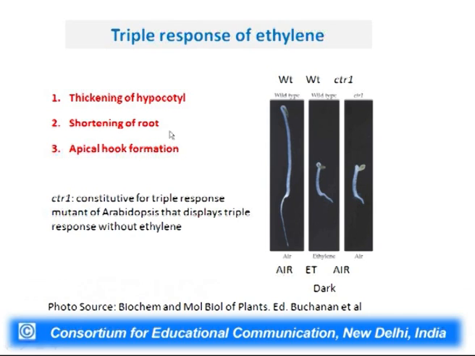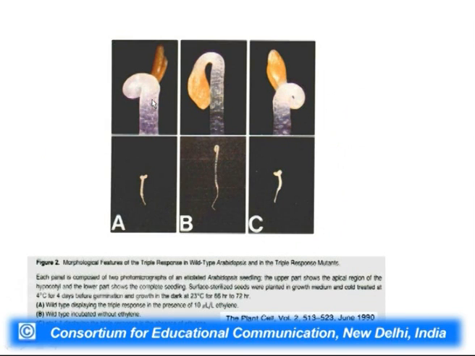So, this is what is called the triple response of ethylene. But remember, for observing this ethylene response, it is better to keep the seedlings in the dark, where symptoms are exaggerated. This is a photograph shown in a close up view. This is what happens when a seedling germinates.